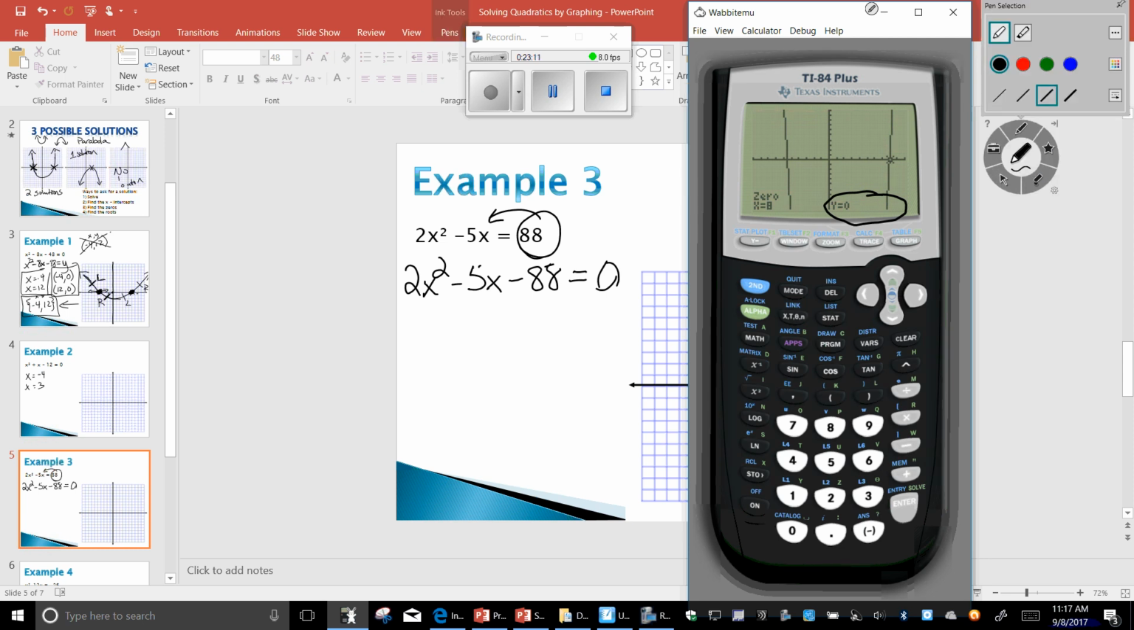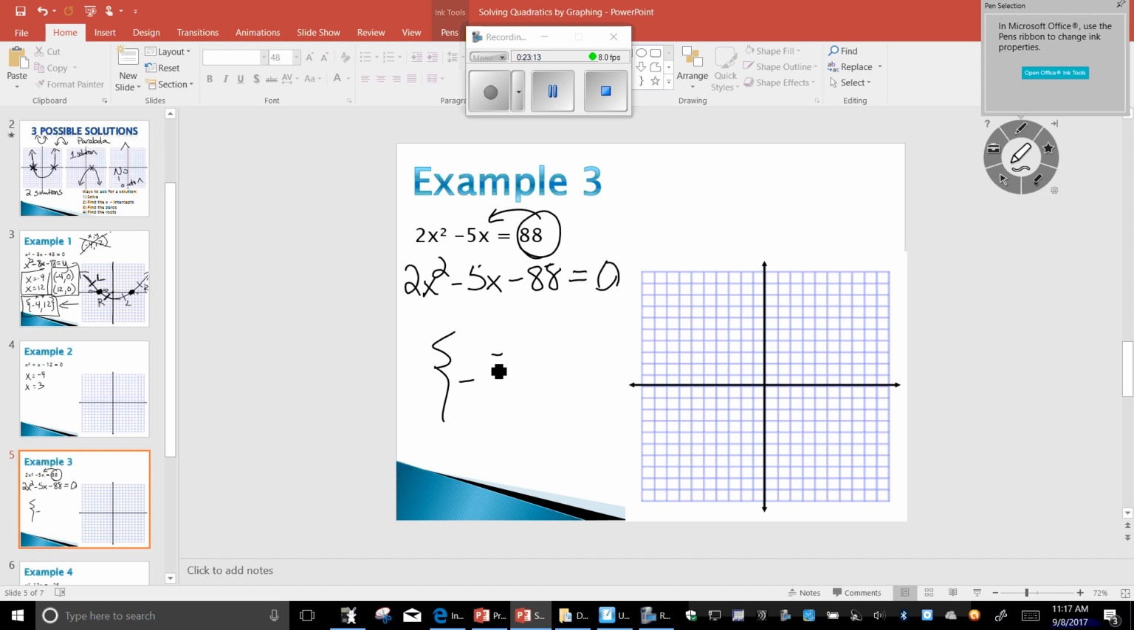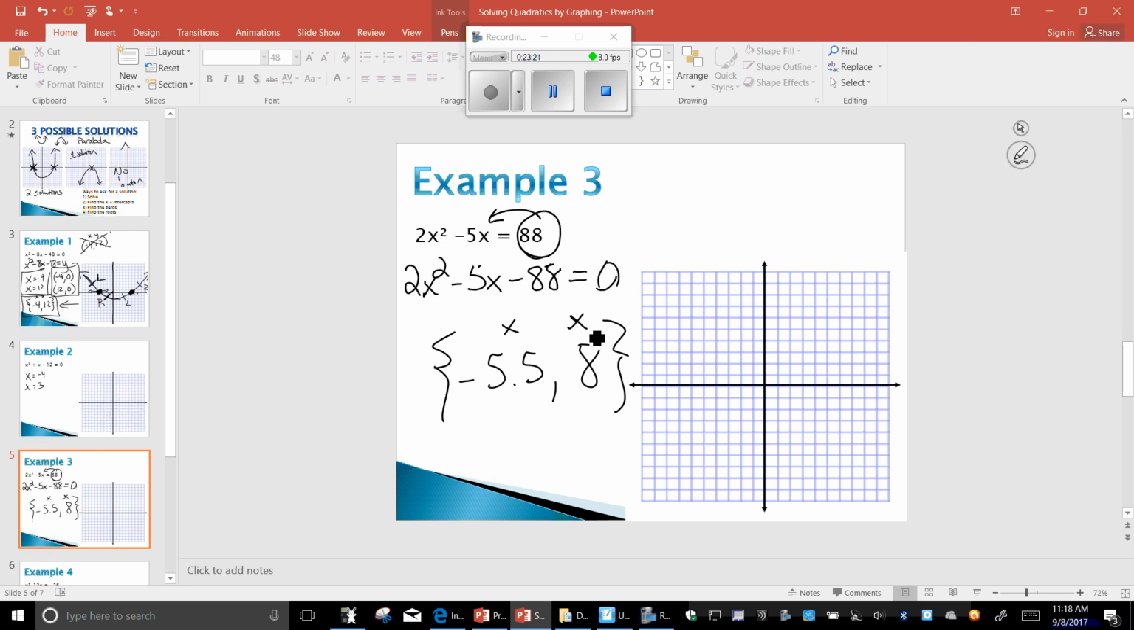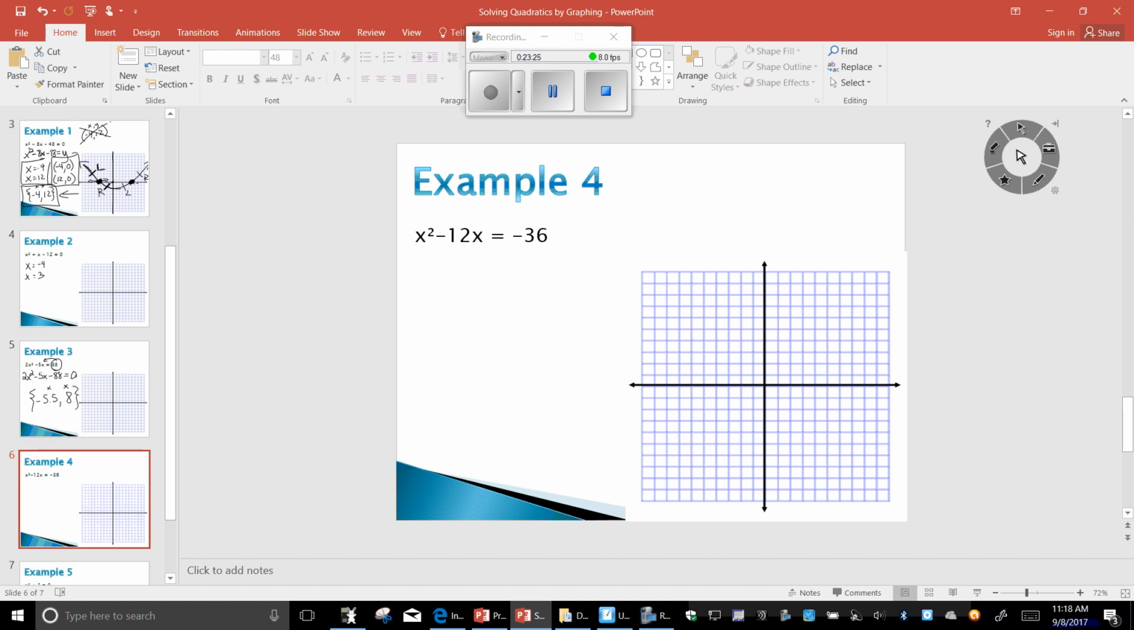So we know the answer to this one. I'm going to write it in a set. Is negative 5.5, comma 8. And these are both x's. Again, we know y is equal to 0, so we're not really focused on that at this point in time. Okay? So try this one on your own. Hit the pause button.